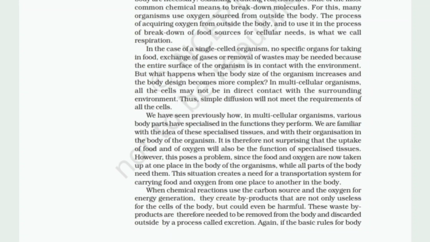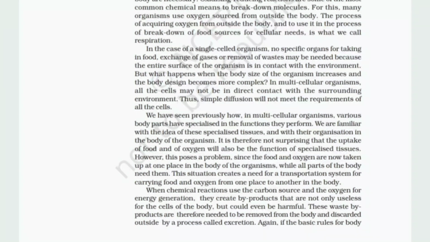This situation creates a need for a transportation system for carrying food and oxygen from one place to another in the body. When chemical reactions use the carbon source and the oxygen for energy generation, they create byproducts that are not only useless for the cells of the body, but could even be harmful. These waste byproducts are therefore needed to be removed from the body and discarded outside by a process called excretion.